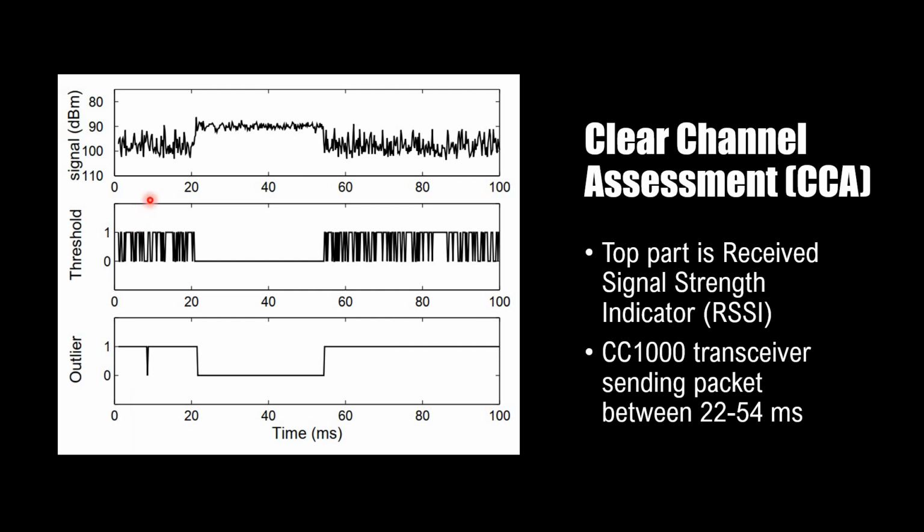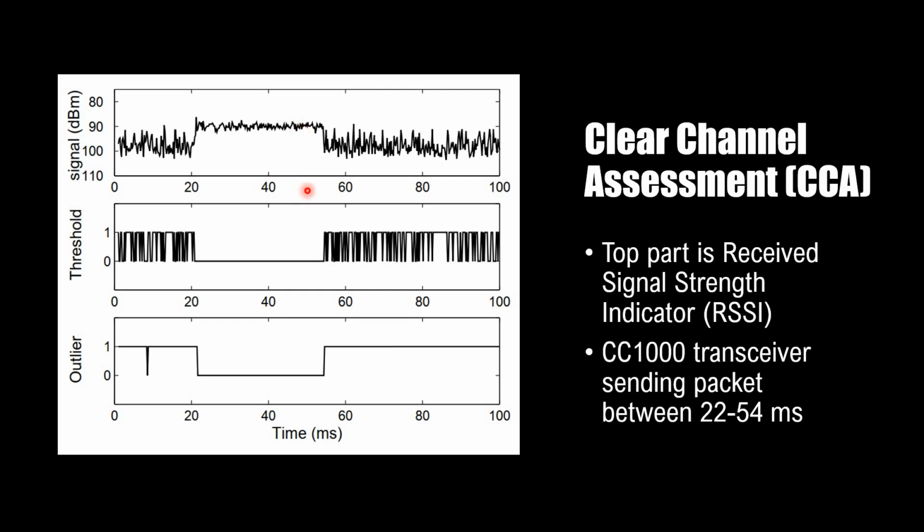I'm going to explain a little bit about this figure. This is the signal received from a CC1000 transceiver, and as you can see, at the beginning there was only noise, and this is also noise. Just between, let's say, 22 milliseconds and 54 milliseconds, you can see a rise in the power level has been detected, which means someone is actually sending a packet. And this is true because during that time the transceiver was used to send the packet.